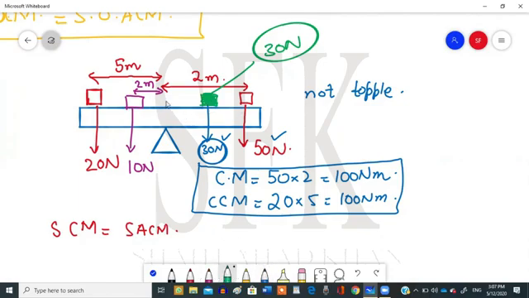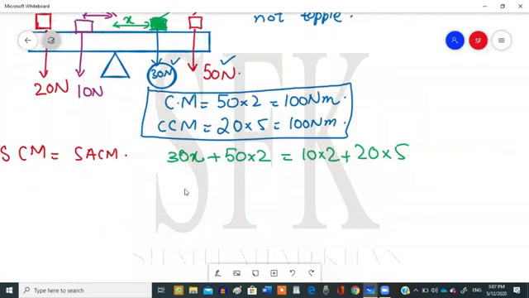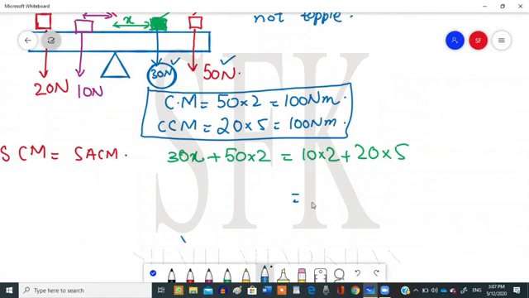So the sum of clockwise moments is going to be the moments produced by these two forces. So 30 multiplied by some unknown distance x, which we need to calculate, we make the distance the subject. 30 into x plus 50 multiplied by 2 is equal to 10 into 2 plus 20 into 5. So the sum of clockwise and the sum of anti-clockwise moments are equal. Now just calculate the value of x and you'll get the distance.